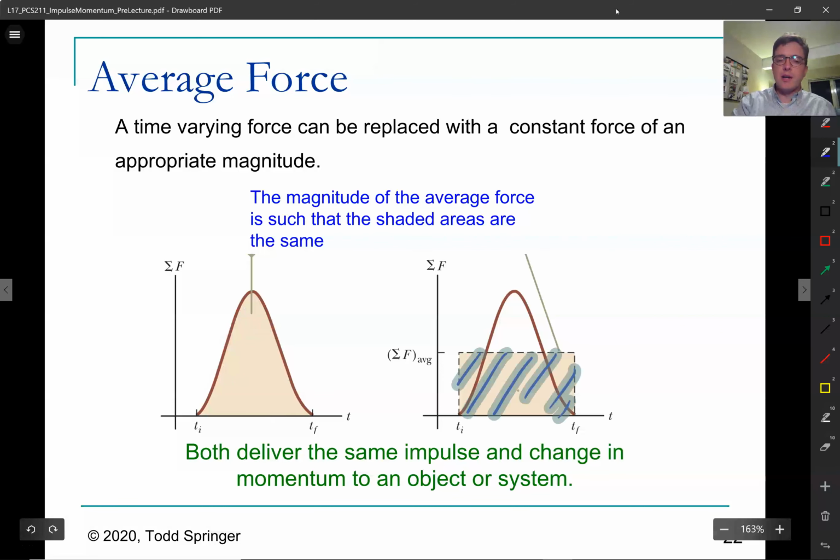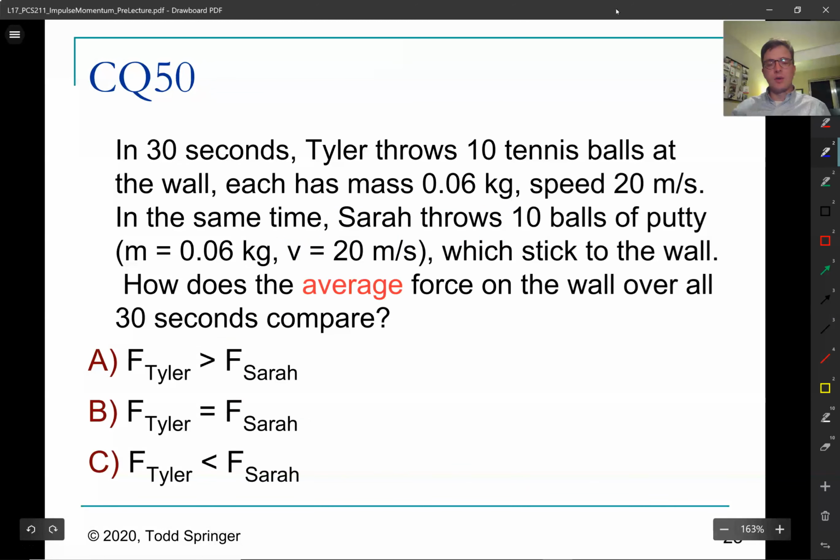All right, so with that in mind, here's another clicker question, which I will just present to you here, and then we'll do it in class. So suppose in 30 seconds, one person named Tyler throws 10 tennis balls at the wall. Each has a mass of 0.06 kilograms and a speed of 20 meters per second. And you know a tennis ball, it's going to hit the wall and bounce back, right? At the same time, another person named Sarah takes the same 10 balls of putty, which have the same mass and the same speed, and those stick to the wall.